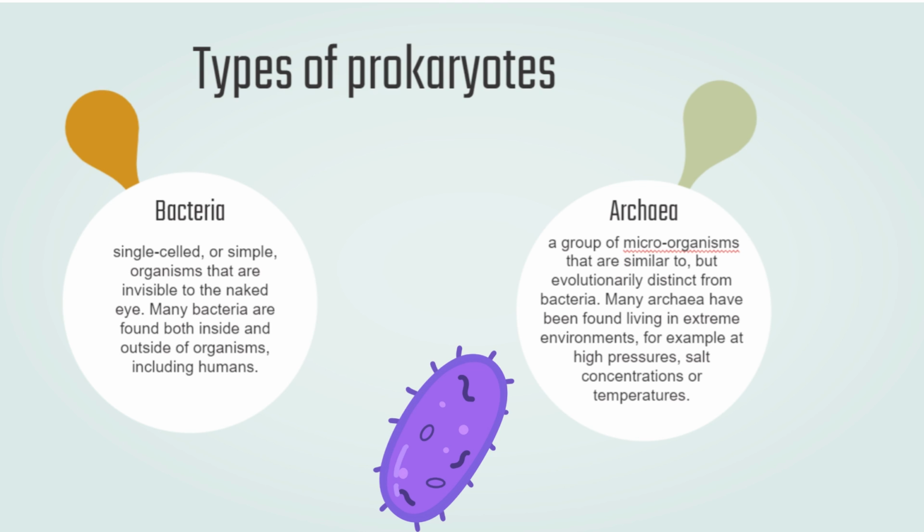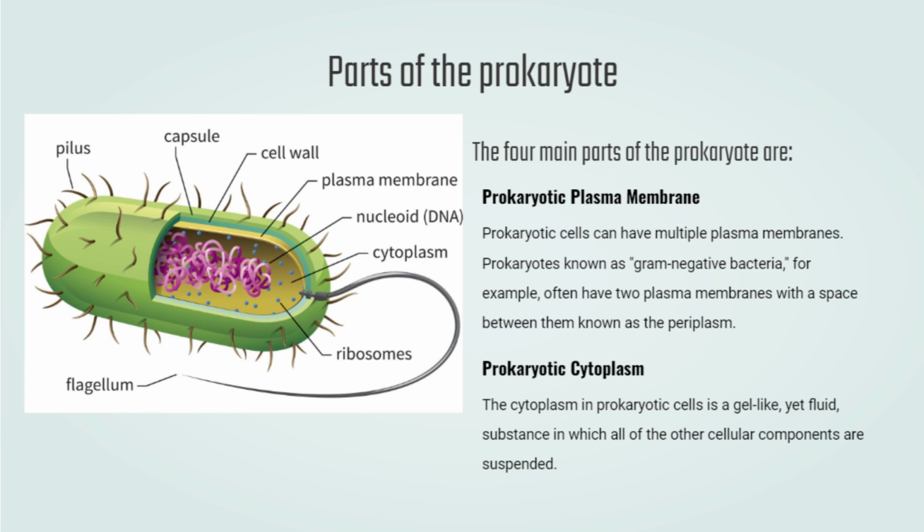Types of prokaryotes. Bacteria: single-celled, or simple, organisms that are invisible to the naked eye. Many bacteria are found both inside and outside of organisms, including humans. Archaea: a group of microorganisms that are similar to, but evolutionarily distinct from, bacteria. Many archaea have been found living in extreme environments, for example at high pressures, salt concentrations or temperatures.